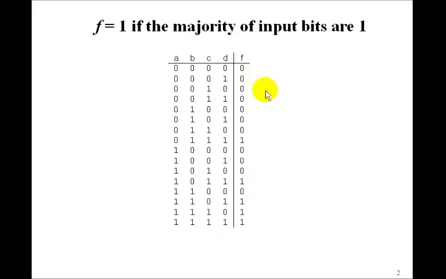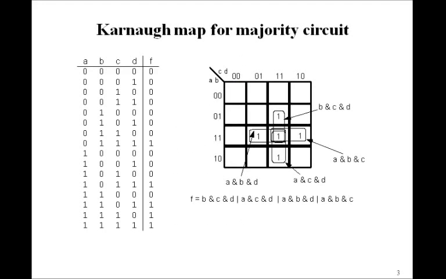So here's the truth table, and we'll use our Karnaugh maps to find a reduced equation for F. So here's the Karnaugh map. We have minterm 7 right here, and then we have minterms 11, 13, 14, and 15.